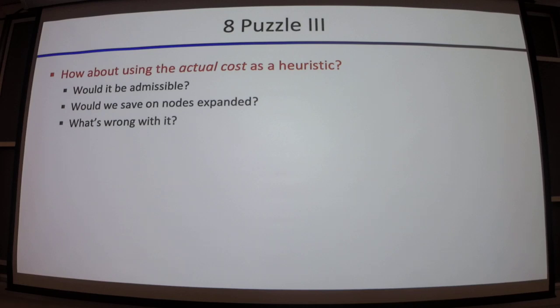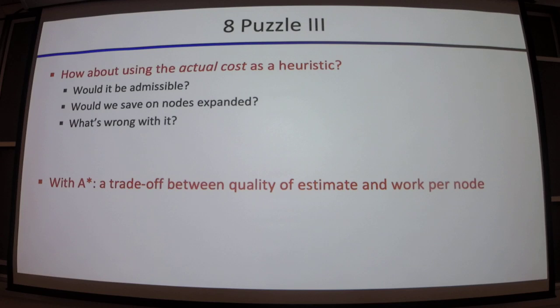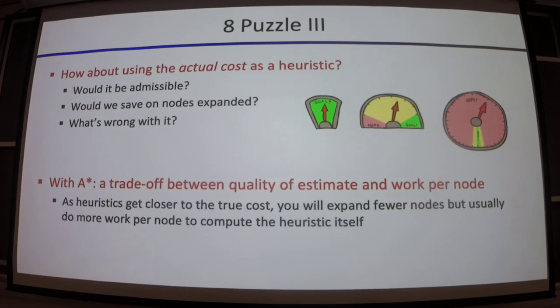And there's this continuum here, maybe, of how expensive it is to compute your heuristic versus how close to the true cost it is. This is what we were touching on earlier. Choosing the right value there, well, if you have a bunch of heuristics to choose from, that's great. You can use multiple ones. But there's an art to it, right? The point is that with A star, there's a trade-off between the quality of the estimate and the work it takes per node to compute the heuristic. As heuristics get closer to the true cost, you'll expand fewer nodes, but usually do more work per node to compute the heuristic. So if you can do that without doing more work, you should do that.